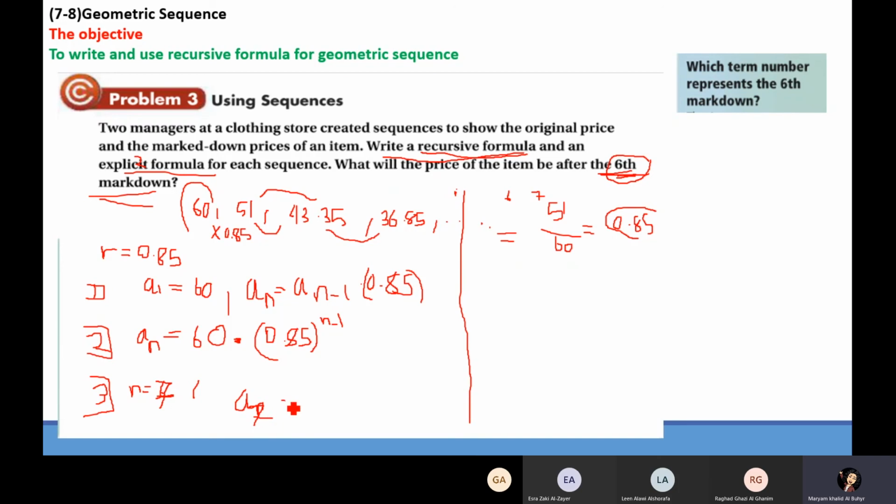So I can find this easily by just substituting: A7 equals 60 times 0.85, all to the power 7 minus 1, which is 6. Then I will do all my calculation and I will find it, which is about 22.63 after estimation. I'm sorry, the calculation is very difficult to write.